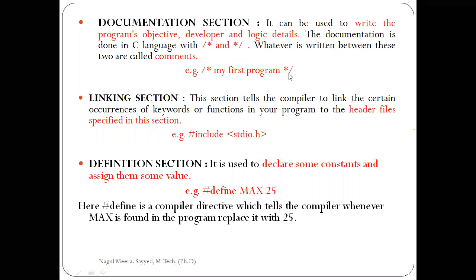So whenever we write this, this line is called the documentation section. Whenever we write these two symbols, this is also called comments. We will explain with the diagram fully after these six sections are completed. Okay, this is about our documentation.